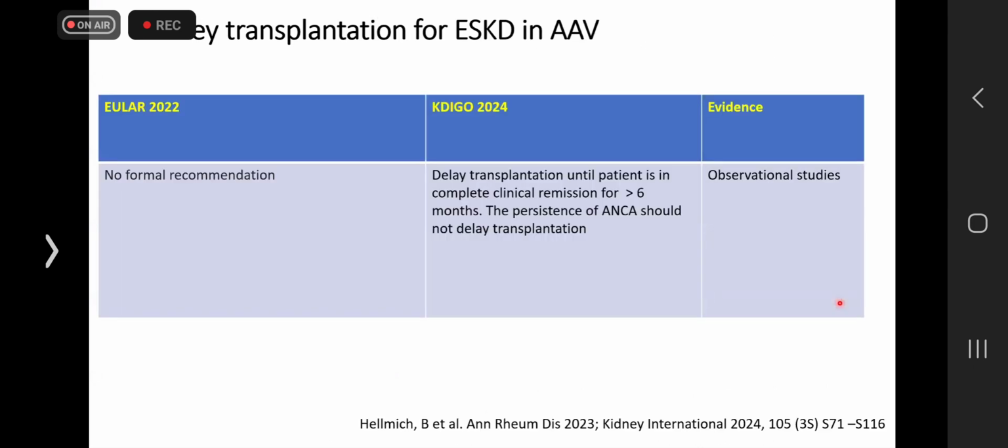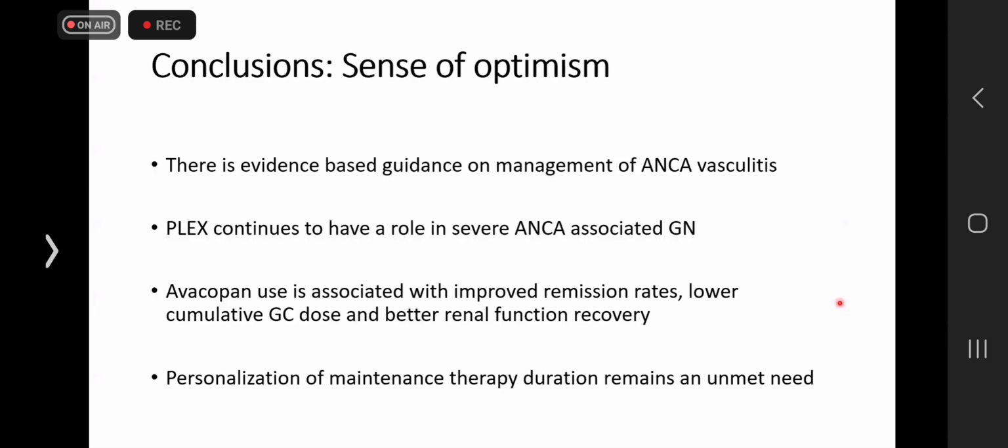The last recommendation is about kidney transplantation. There is no formal recommendation from EULAR 2022, but KDIGO 2024 says delay transplantation until the patient is in clinical remission for at least 6 months or longer. Persistence of ANCA should not delay transplantation. Again, these are all observational study evidence.